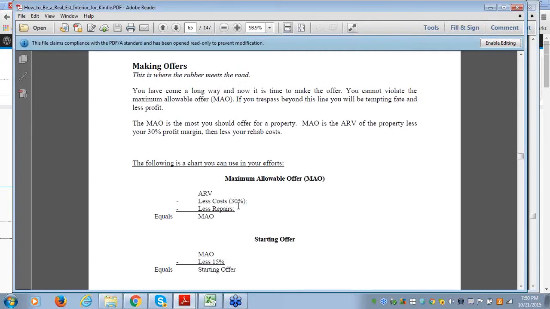So let me give you an example here. Let's use something very simple. Let's use $100,000 as our ARV. In other words, we're going to flip a home in a neighborhood where the average home price is $100,000. Right out of the gate, I'm going to subtract 30% from that, which is $30,000. So that means I cannot pay more than $70,000 for any house in that neighborhood, okay? No more than 70. That's without accounting for my repairs.